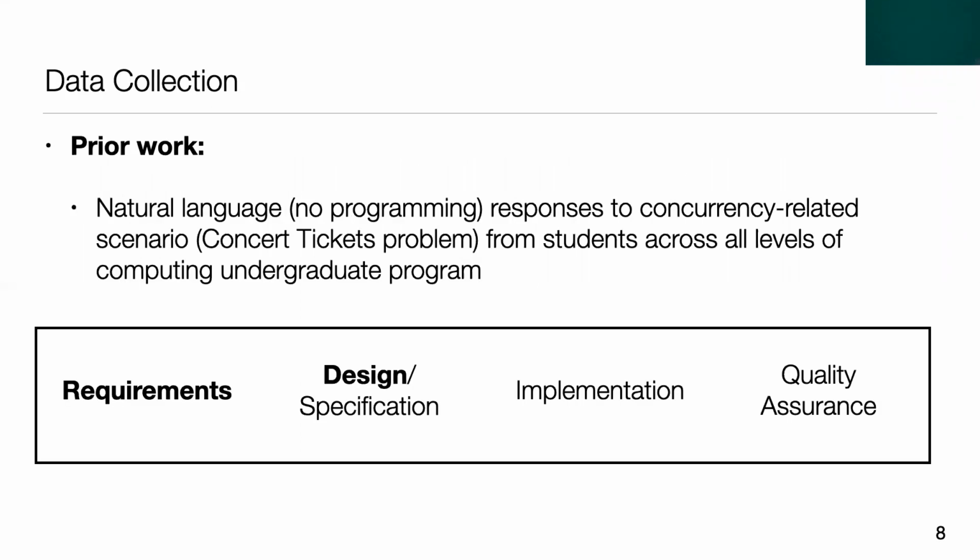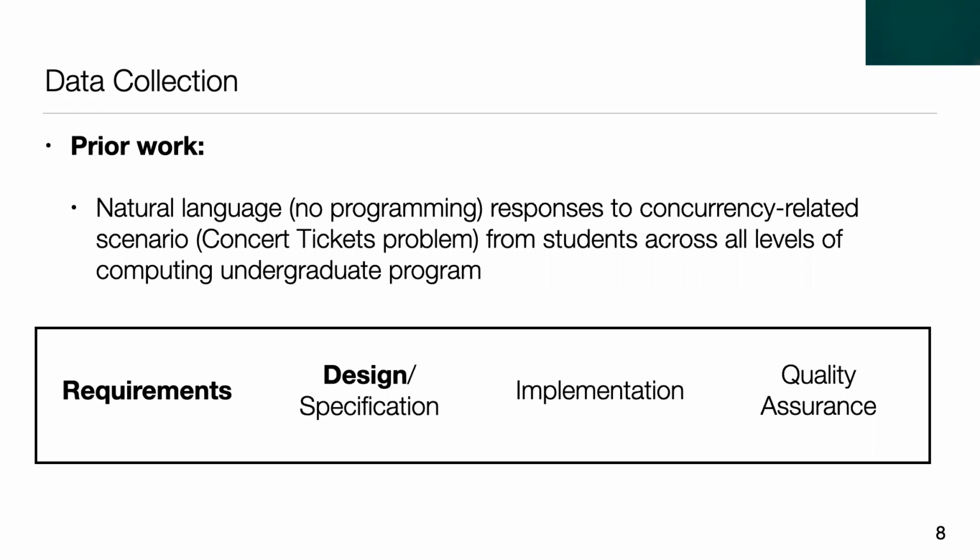My prior work was based on my first research question, and we wanted to explore student engagement with concurrency concepts across all levels of an undergraduate computing program. To achieve this, we administered a natural language prompt to students to discuss the possible problems present in a concert ticket booking system and how to solve them. There was no programming involved to allow students of all levels to reason about the prompt, albeit abstractly.